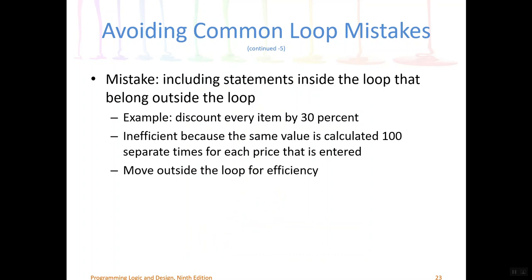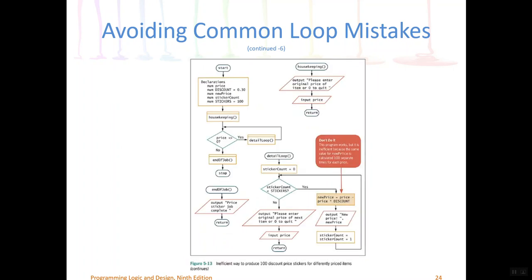It prints 100 stickers for each item. The other assumption we're making is that we are going to keep printing stickers for items and for multiple items, as long as the price the user provides is not equal to 0. When they type 0, they are indicating they are done and we will end our program. The other assumption we're making is we want to discount every price by 30% before we print the sticker. So let's take a look.